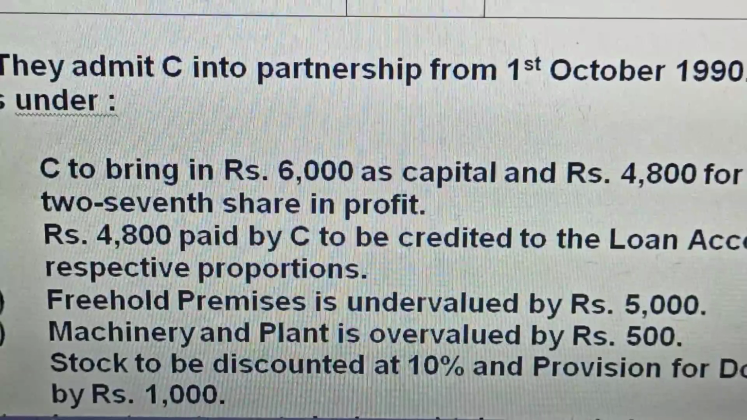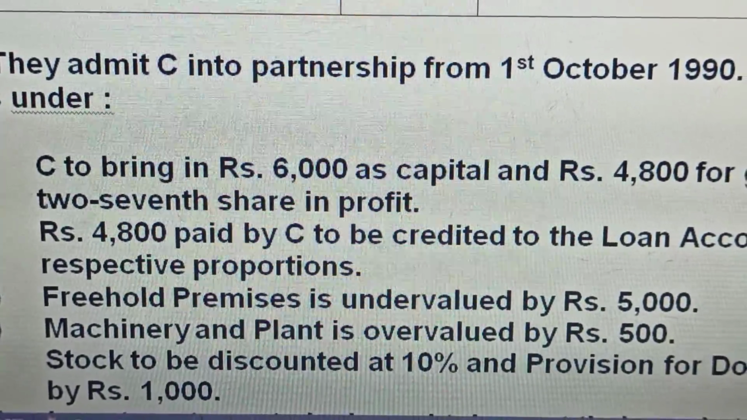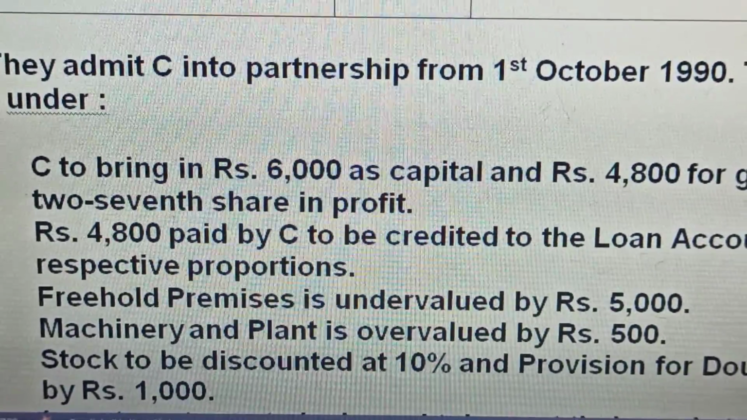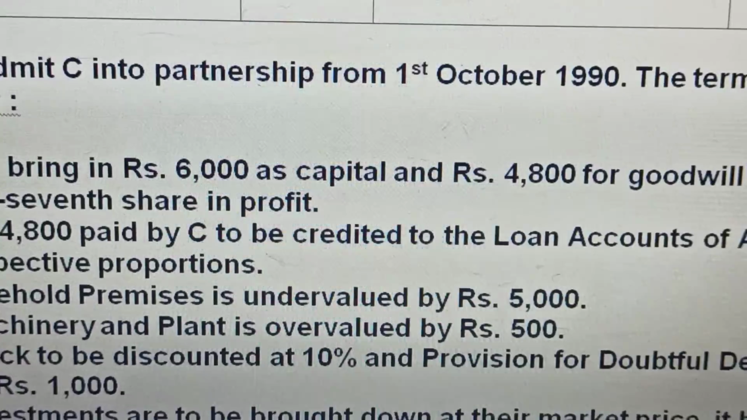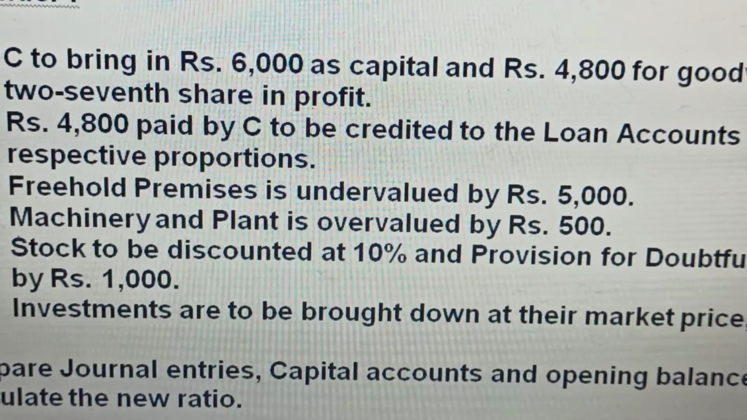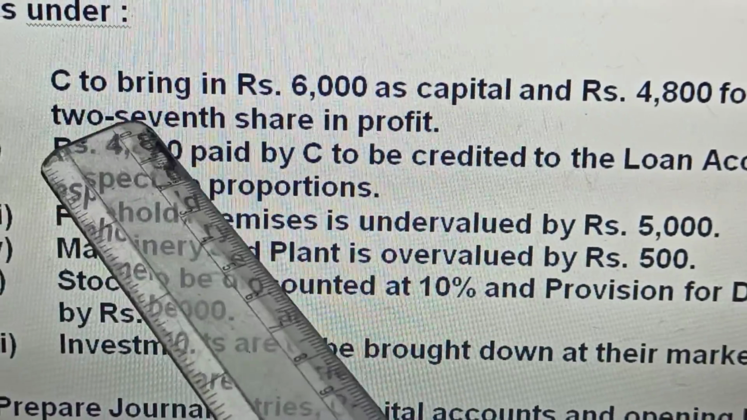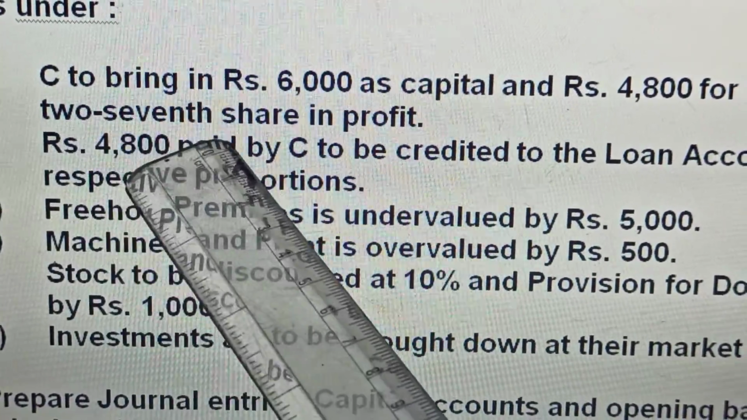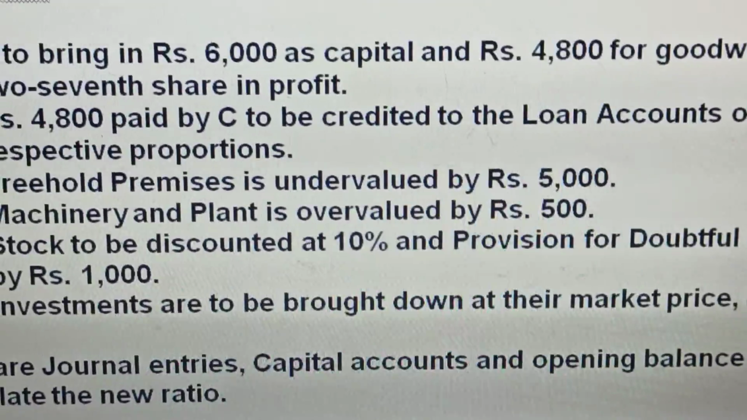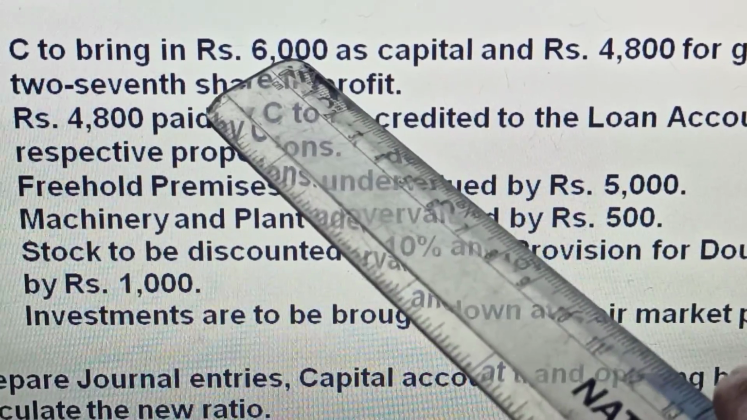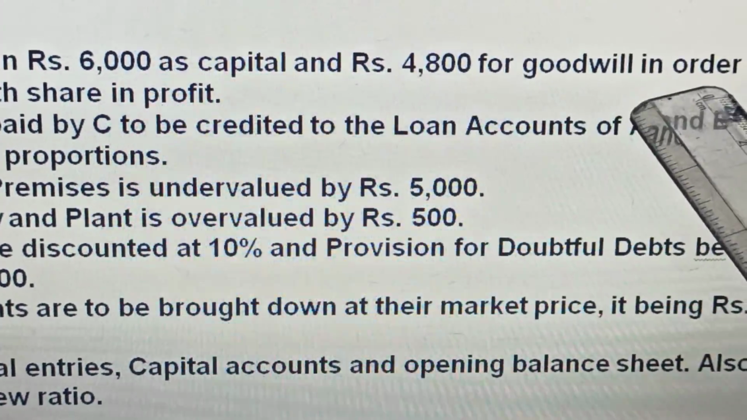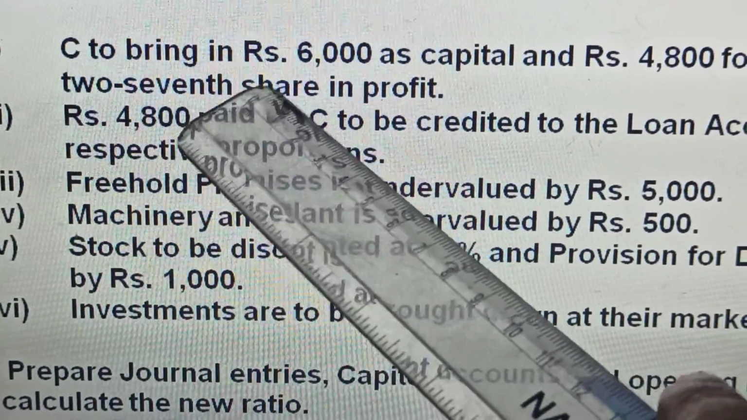C is to bring rupees 6,000 as his capital, and rupees 4,800 for goodwill in order to get 2/7 share in profits. Remember, he is getting 2/7 share in the profits. This is his share of capital, and this is his share of goodwill, which he is bringing in cash, and he is getting 2/7 share in the profit.